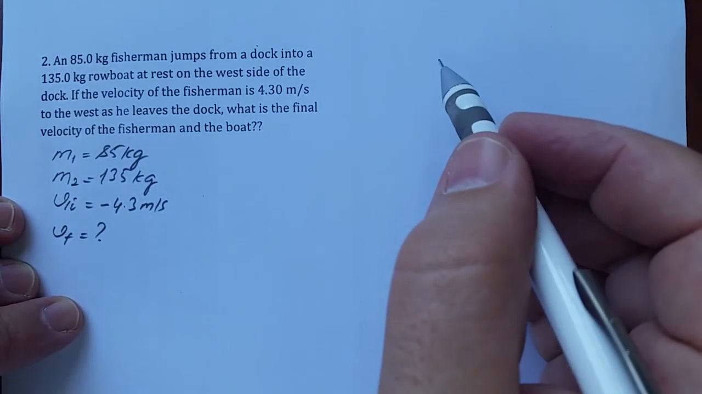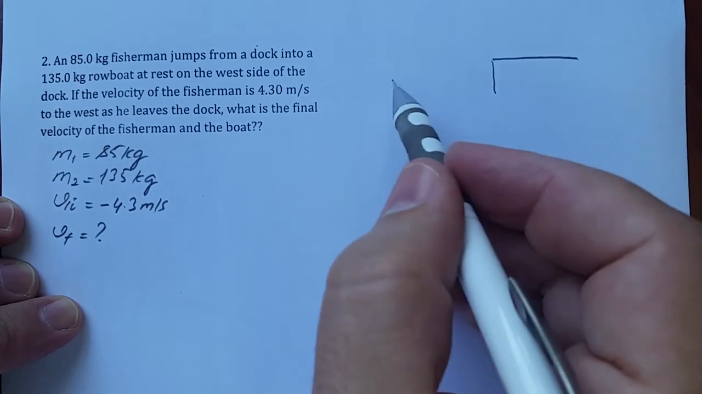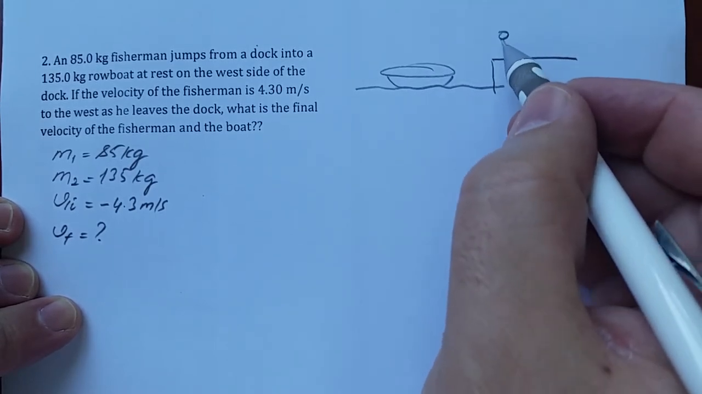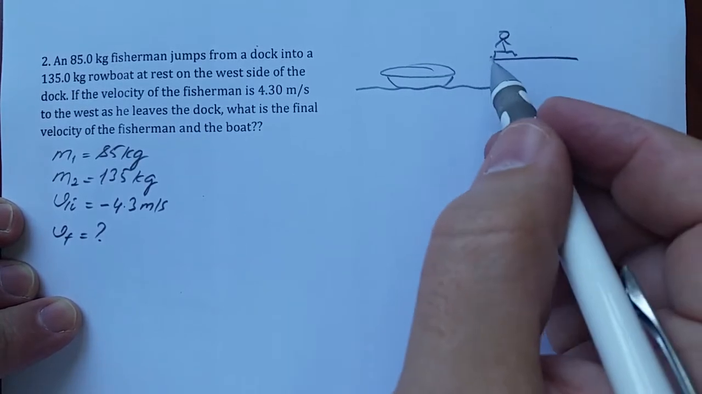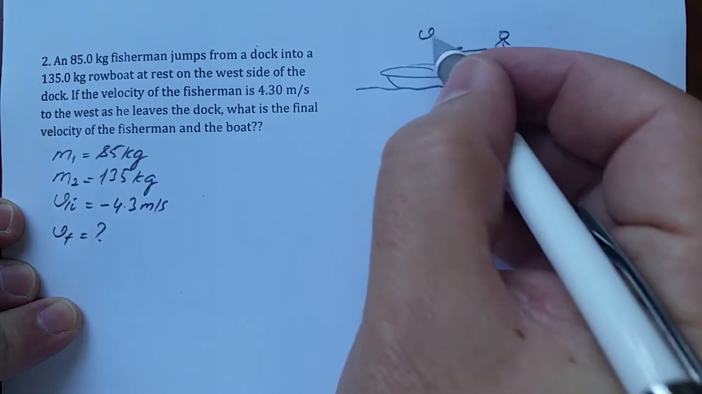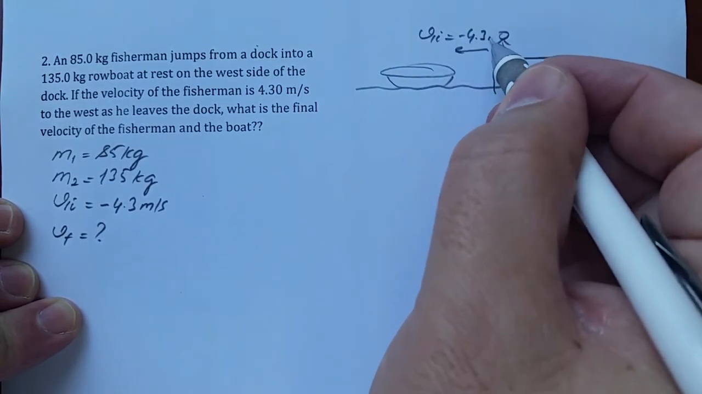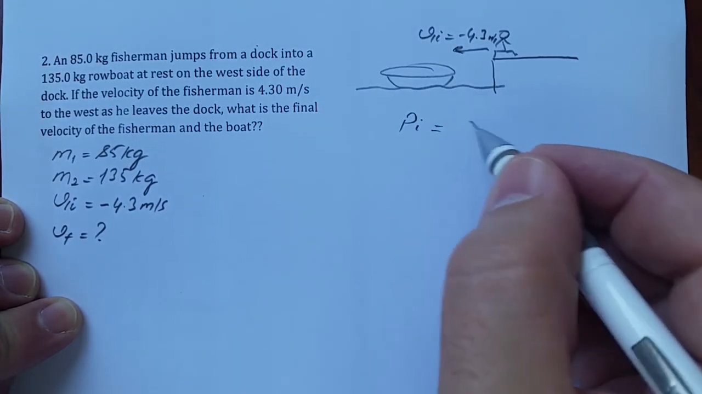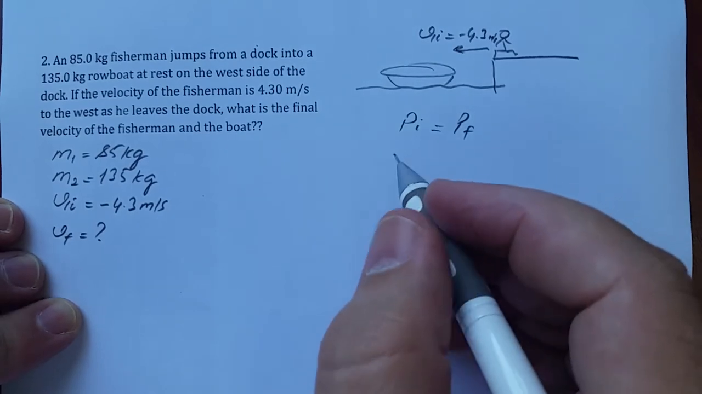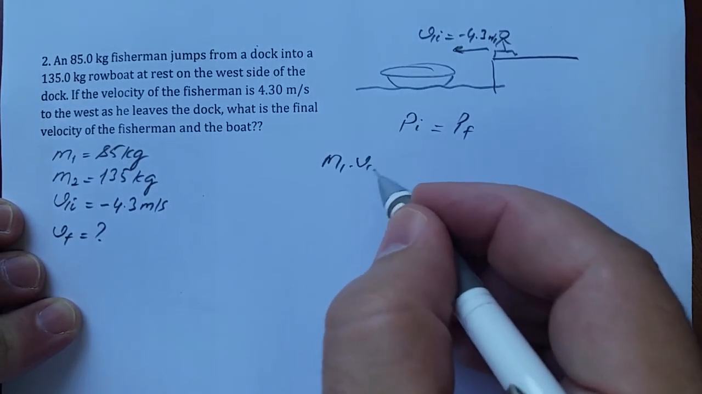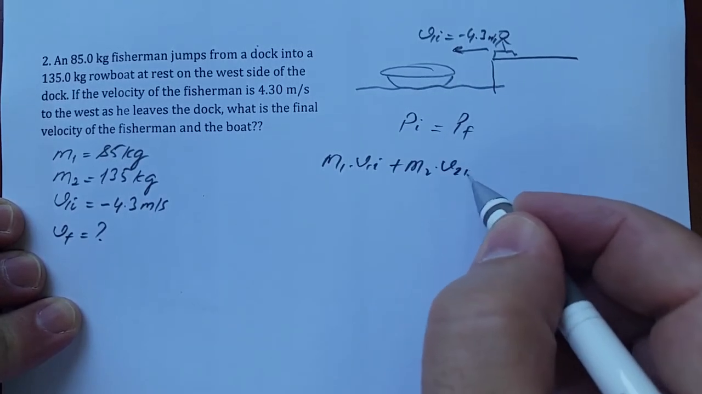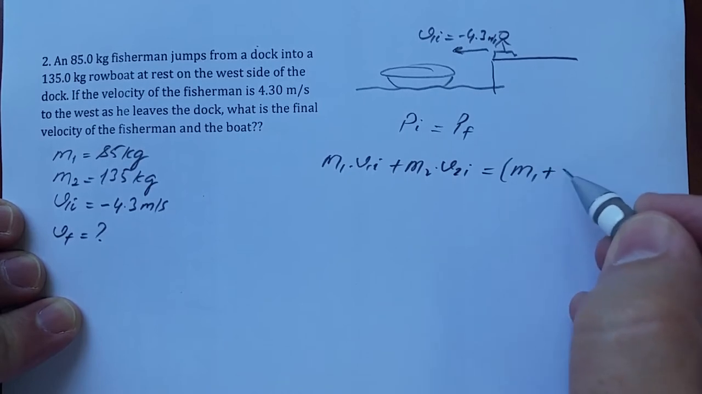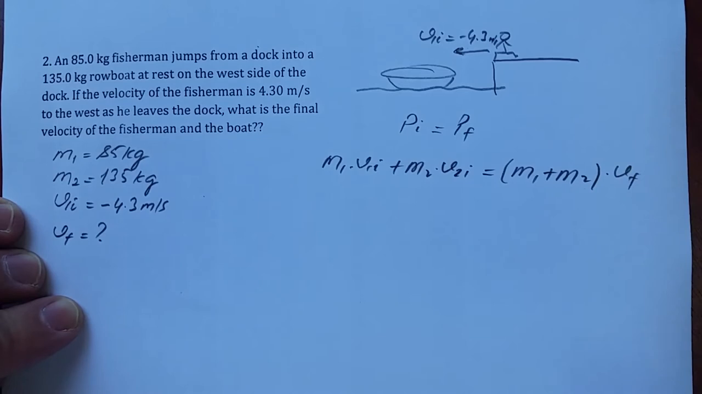Let's picture it. Here the man is on the seaside, and assume there is a boat here. He jumped onto the boat with a velocity V1 initial equal to minus 4.3 meters per second. Then they will move together. So I will write P initial is equal to P final again. Momentum is conserved. The initial is M1 multiply V1 initial plus M2 multiply V2 initial, equal to, when he jumped, the fisherman and boat will move together, so mass together, M1 plus M2, multiply V final. That's the V final wanted.